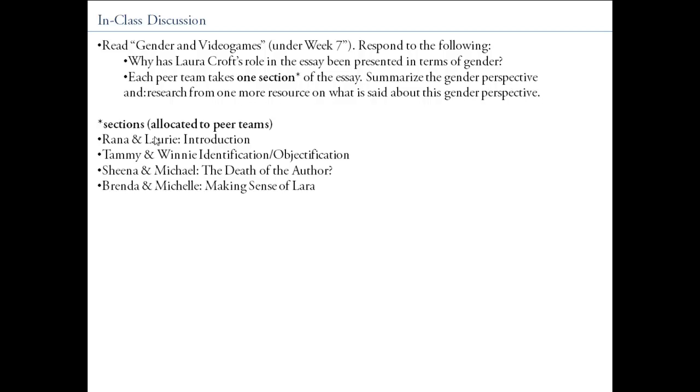For the second part, each peer group has been given one section of the essay. It's given over here. It's also given under the description of the class discussion. What you need to do is to go work with your peer on this. Go to that section, summarize the gender perspective on it, and research from one more resource on what has been said about the gender perspective. So for instance, if one of the paragraphs says video games portray women in a bad light, look for one more resource which also says the same thing, and quote and give me the name of the resource that you found.